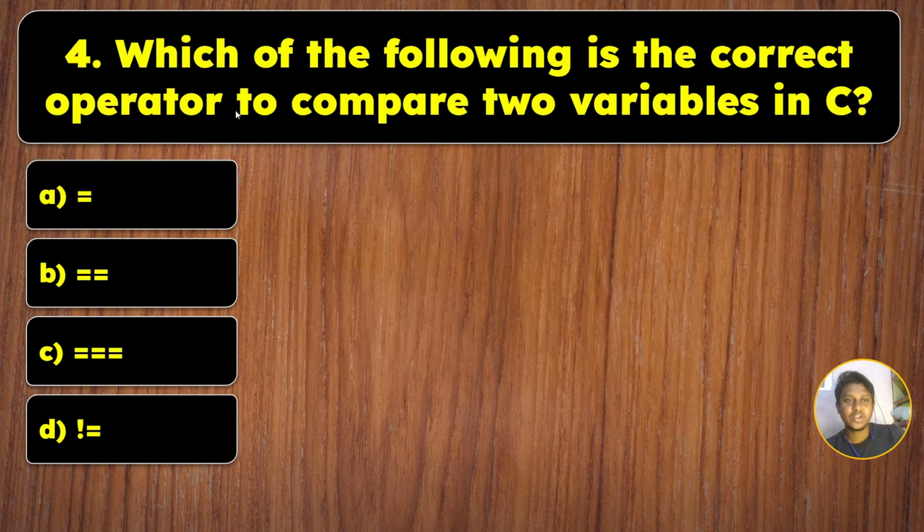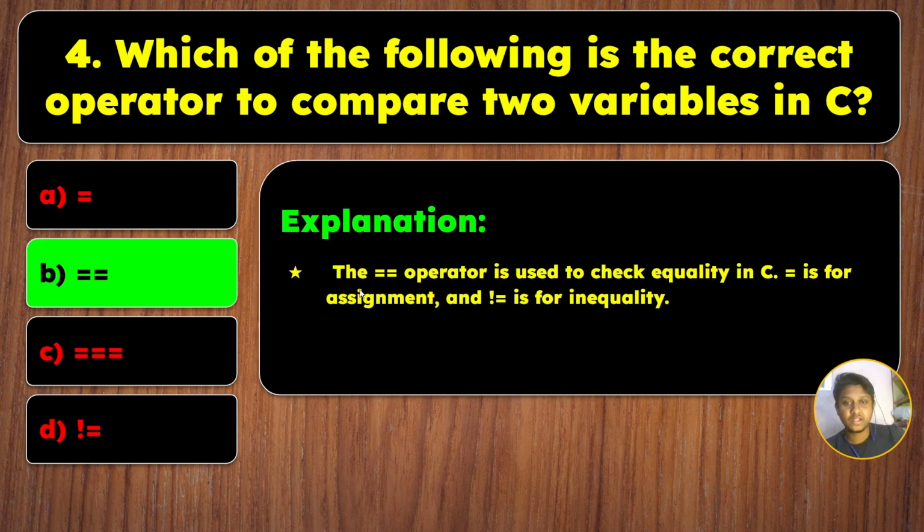So here comes our fourth question, which says which of the following is the correct operator to compare two variables in C? So it's an easy one. Option A single equal to, option B double equal to, option C triple equal to, and option D is not equal to. So here the correct answer will be option B. As you can see, the double equal to operator is used to check equality in C. So if you want to check that two variables are same or not, you have to use double equal to operator. So single equal to is used for assignment and not equal to for inequality.